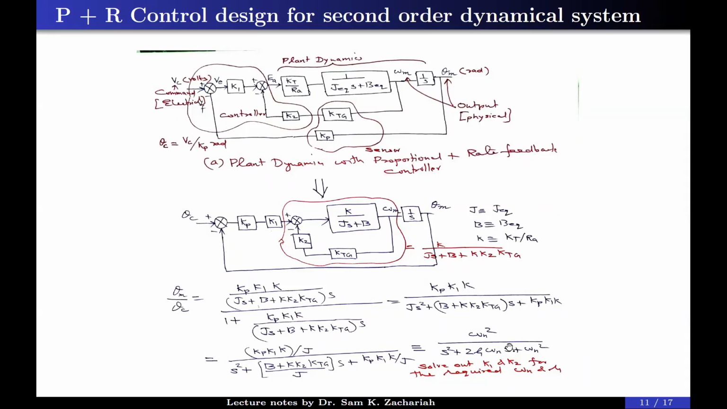Now, in addition to that, we are putting an integral part also. You know the effect of an integrator is to remove the steady state error. But the moment you put a PI control, an additional integral path, it is actually increasing the order of the system.